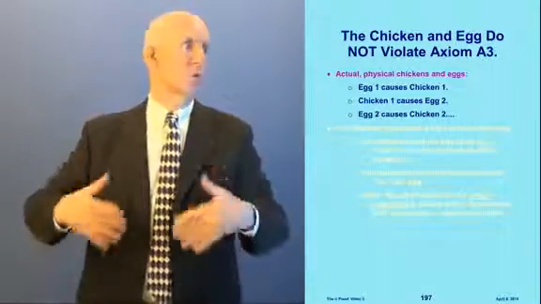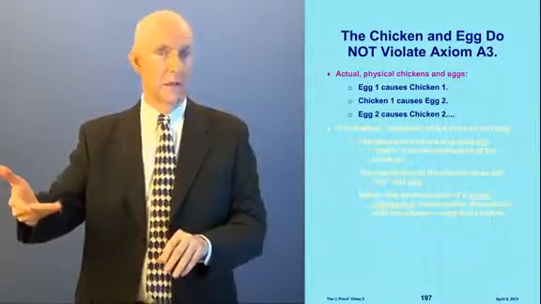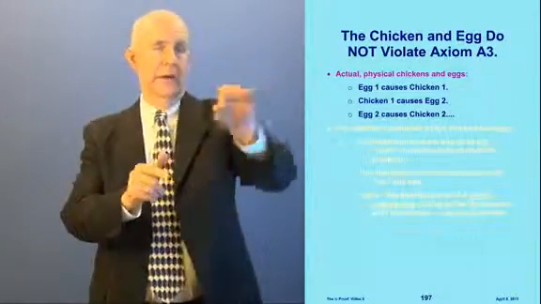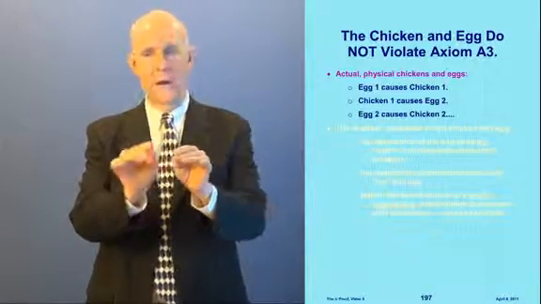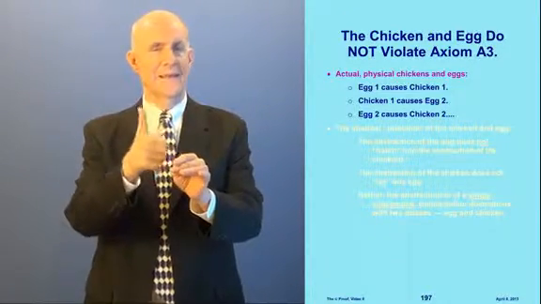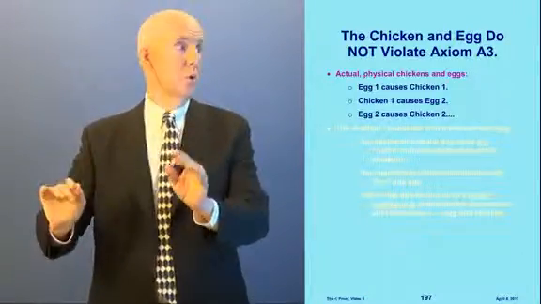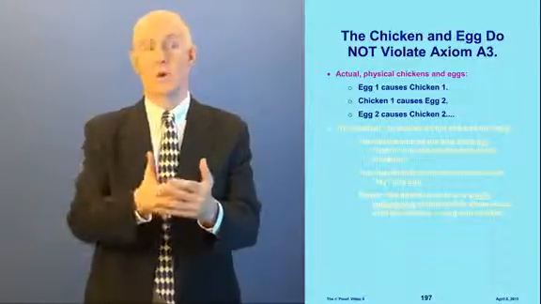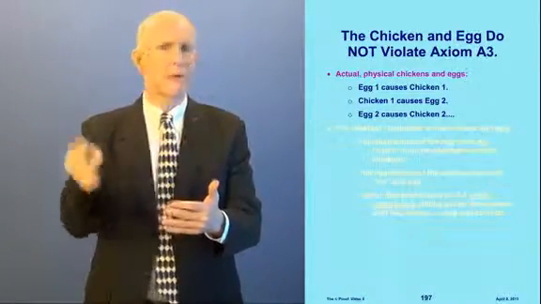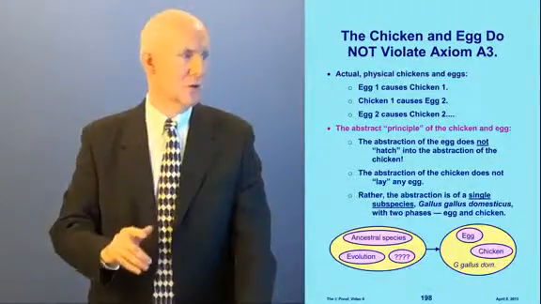Let's look at actual, real, physical chickens and eggs. Okay, egg 1 causes chicken 1. And then that chicken lays an egg. So that chicken 1, but it doesn't lay the egg that it hatched from. It lays a new egg. It lays egg 2. And then egg 2 hatches into chicken 2. So it's not going around in a circle. It goes forward. But look at the abstract principle.